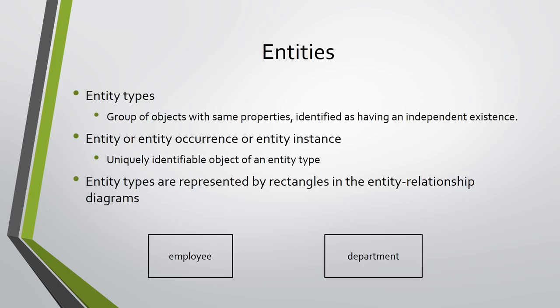When discussing entities, we should differentiate between the entity types, that are groups of objects having similar properties, and identified as having independent existence. A specific entity, also called entity occurrence, or entity instance, is a uniquely identifiable object of an entity type. Entity types are represented by rectangles containing the name of the entity type in the entity relationship graphical diagrams. The very simple diagram shown has two entity types, one for the employees, and another for the departments.